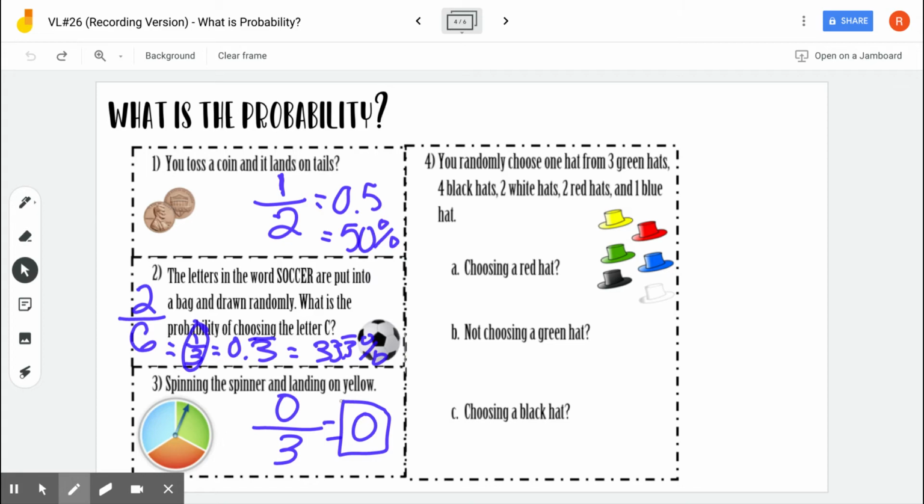Number 4, you randomly choose one hat from 3 green hats, 4 black hats, 2 white hats, 2 red hats, and 1 blue hat. So let's just quickly talk about that total. If there are 3 green, 4 black, 2 white, 2 red, 1 blue, you just add those numbers up to get the total. So 3 plus 4 plus 2 plus 2 plus 1.